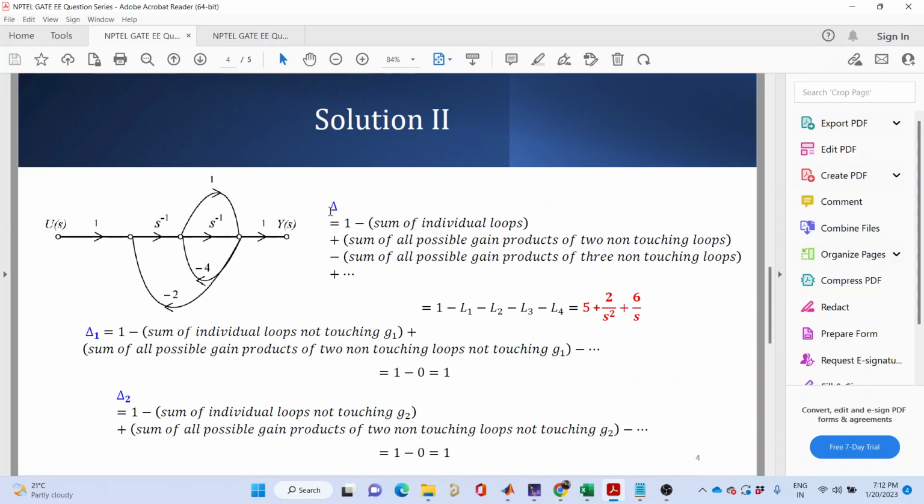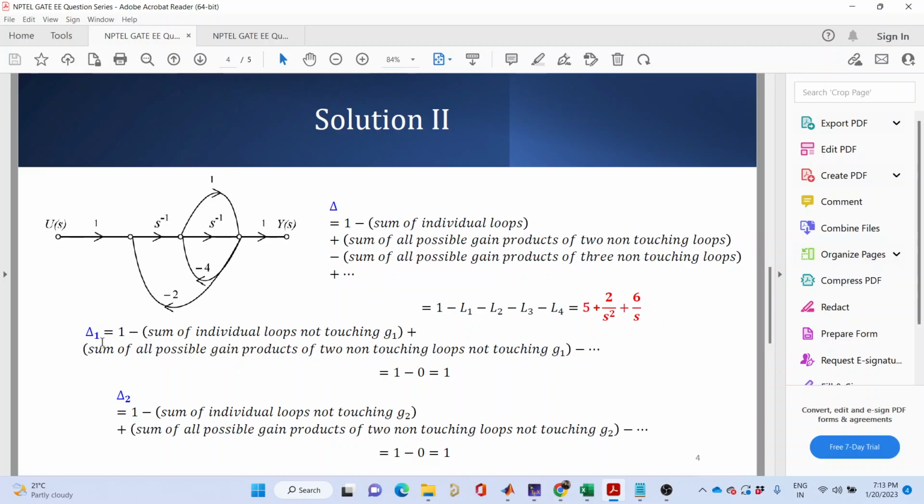Now the standard definition of Mason's gain: delta equals 1 minus sum of individual loop gains plus sum of all possible gain products of 2 non-touching loops minus sum of all possible gain products of 3 non-touching loops. But in this problem, we don't have non-touching loops, so we may forget about these terms. We are left only with the first two terms, 1 minus sum of all individual loops. So 1 minus L1 minus L2 minus L3 minus L4, all the expressions that I've already found in the previous slide. Just substitute that, you will get this expression.